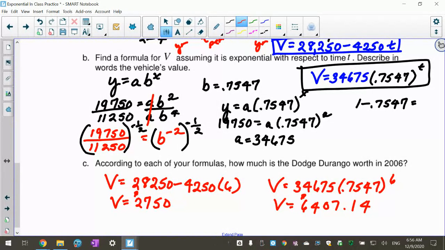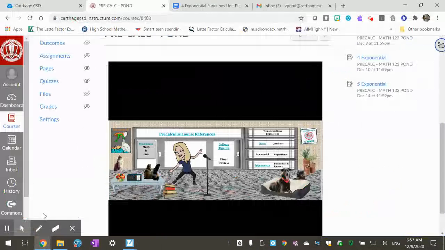So out of the two models in 2006, I'd much rather have the exponential model because it's worth more. And the other thing I want to remind you is exponential functions never reach 0. So this actually will decrease, but not quite as fast as a linear, because after a while, the linear function will say the vehicle is worth nothing. So that's it for this video.